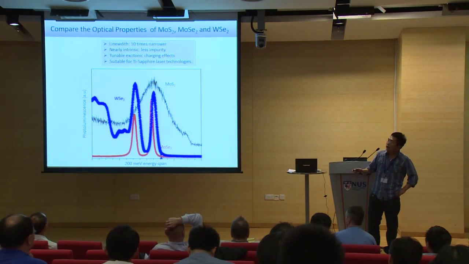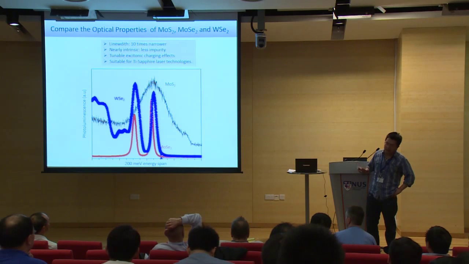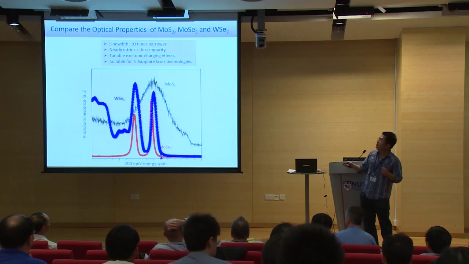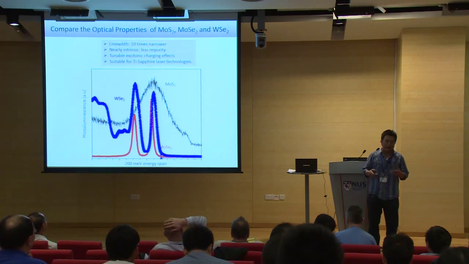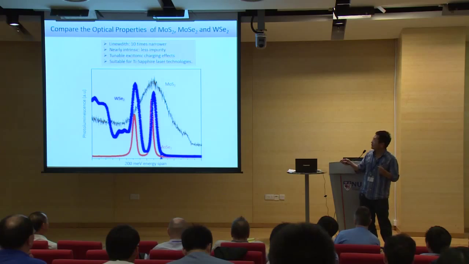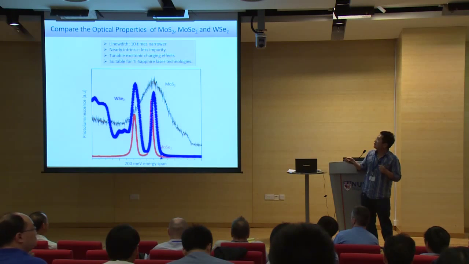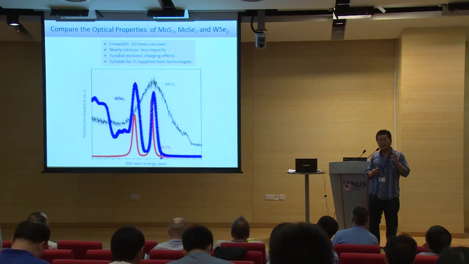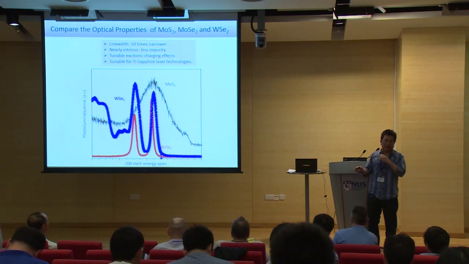The other very important thing for optical study is that the energies for MoSe2 and tungsten selenide are within the Ti:sapphire laser spectrum. They're all above 700 nanometers, between 700 and 800 nanometers. So this is very important. It means we can utilize these existing Ti:sapphire lasers for frequency-selective addressing of these valley excitons. For MoS2, it's about 1.8 eV, actually 640 to 650 nanometers, so it's just above the Ti:sapphire laser technologies.